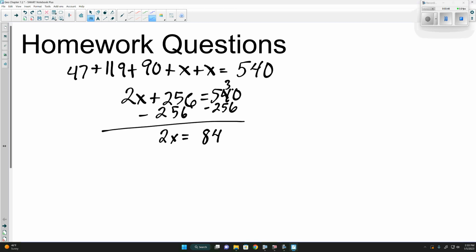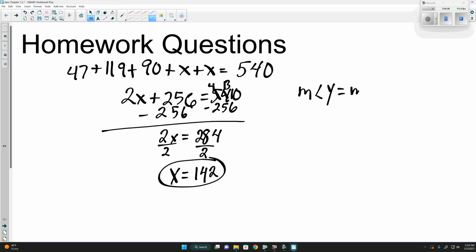284. And if we divide both sides by 2, x is equal to 142. And since it asked for the measure of both of those angles, the measure of angle y is equal to the measure of angle x, which is equal to 142 degrees.